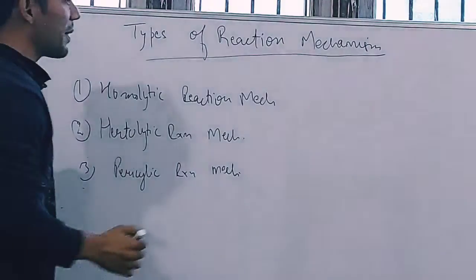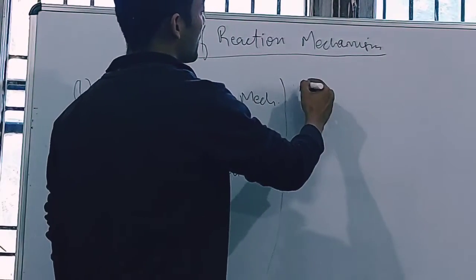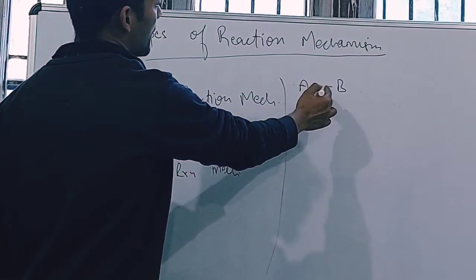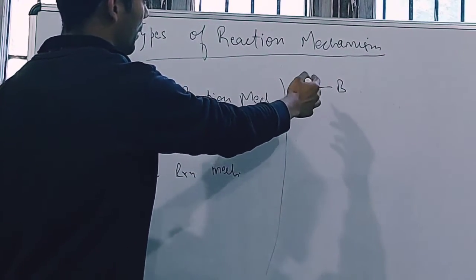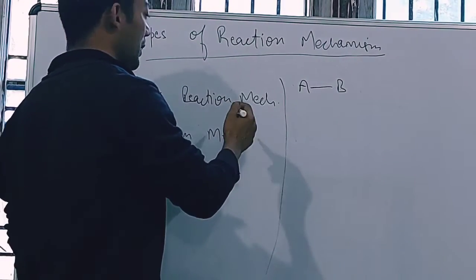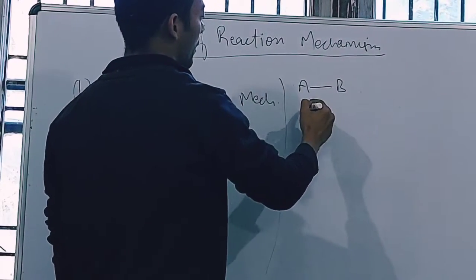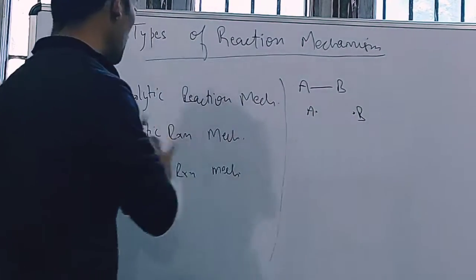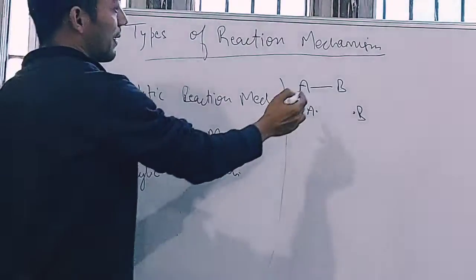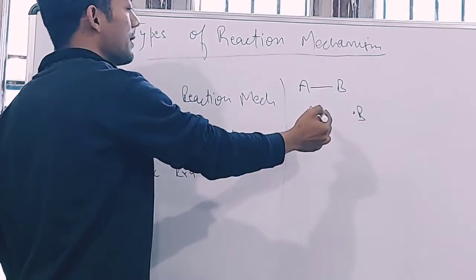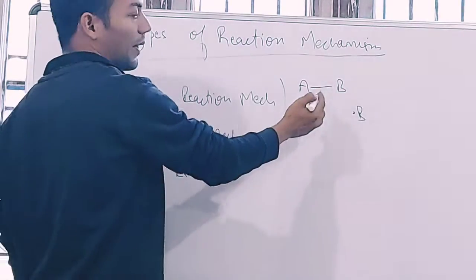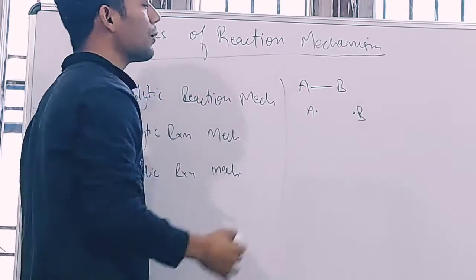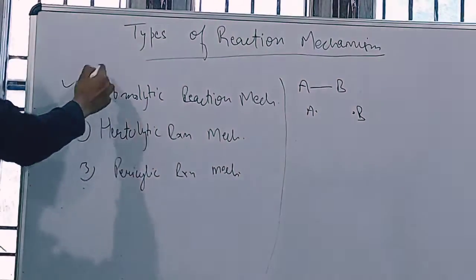In homolytic reaction mechanism, suppose this is A and B is connected by a bond. This is an atom, this is an atom, and these atoms are joined by a pair of electrons. So what will happen in homolytic reaction mechanism? One electron will go to A and another electron will go to B. So this is homolytic cleavage. As you can see, there were two electrons which were forming a bond. So in homolytic reaction mechanism, when this bond is broken, one electron will go to one species and another electron will go to another species. So this is homolytic reaction mechanism.